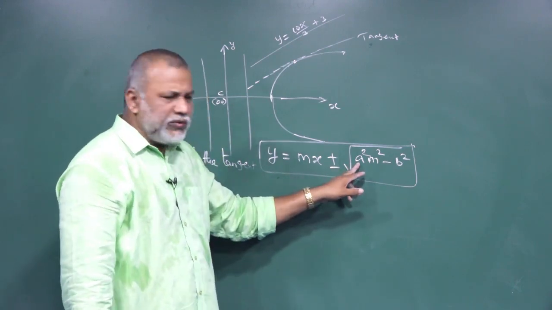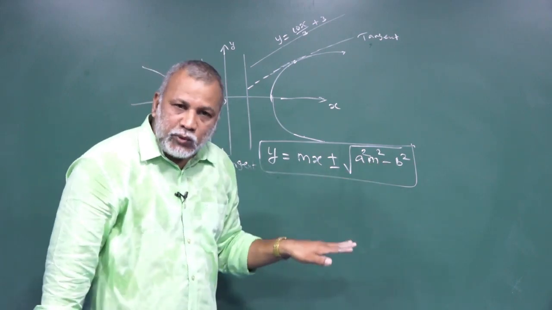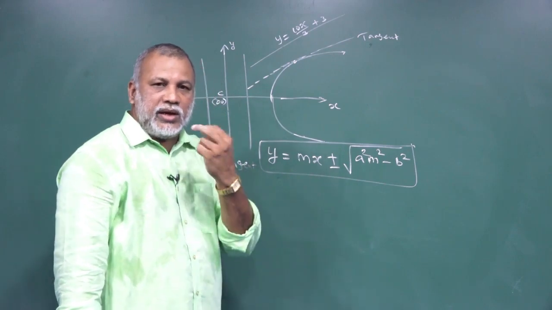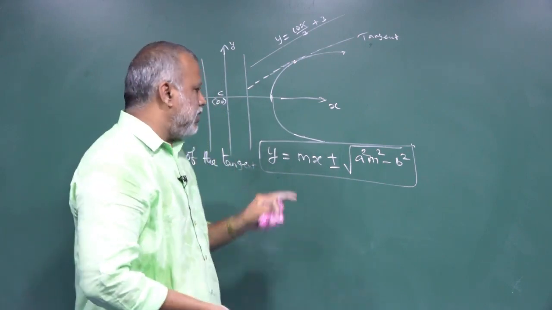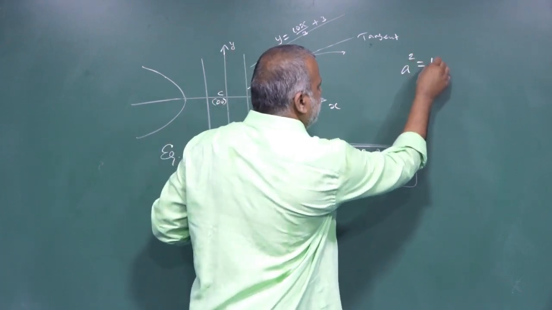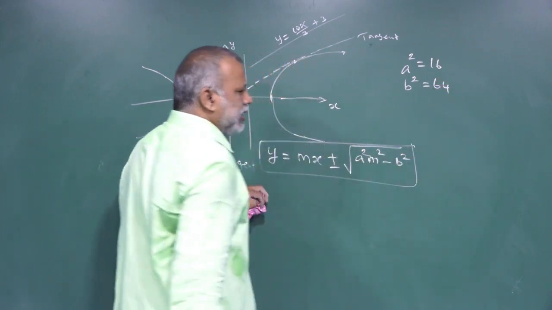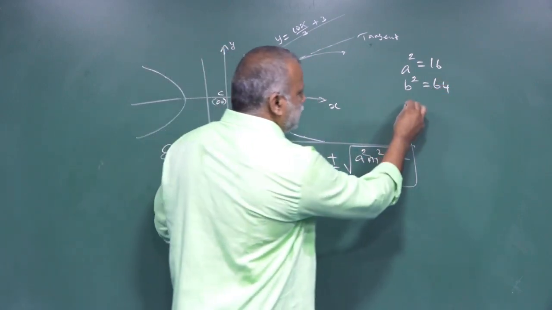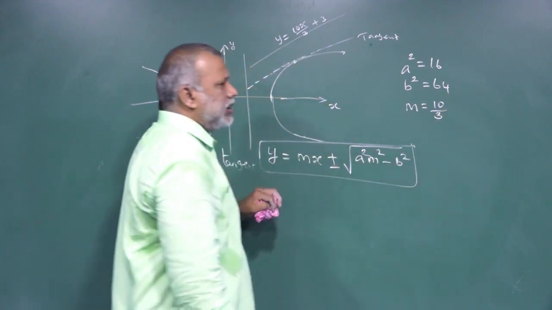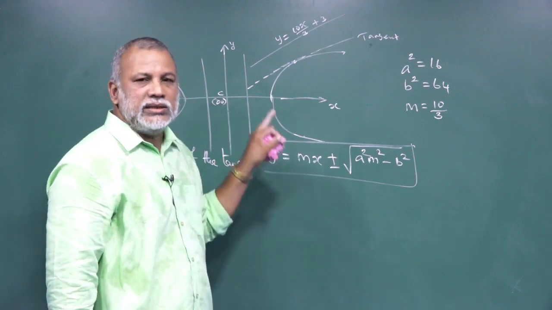Now, we have worked out the values of a squared, m squared, b squared. We have to substitute here, simplify, and get the equation of the tangent. What is the value of a squared here? Just now we said a squared equal to 16, b squared equal to 64. Then from the line, you are able to work out m equal to 10 by 3. Now we have to substitute this data and simplify.